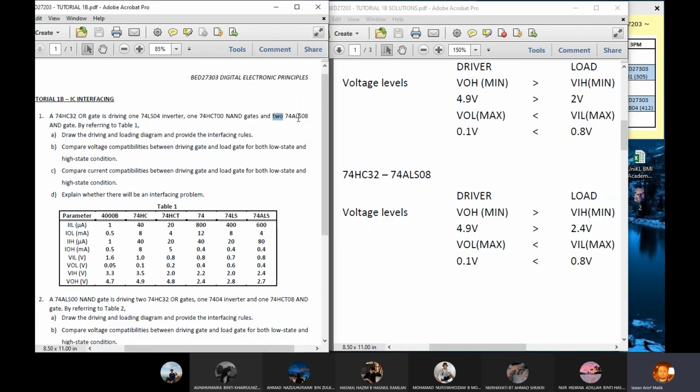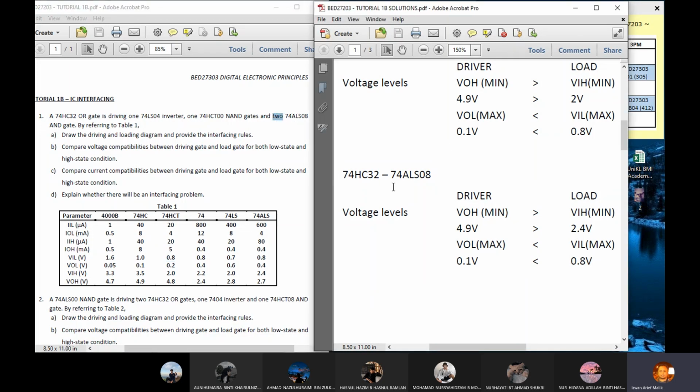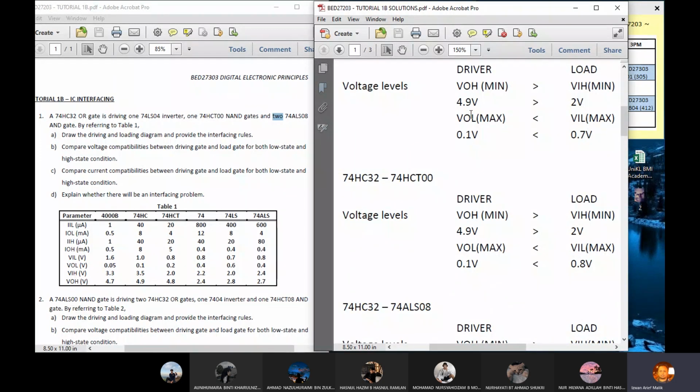Notice that there are two 74ALS, but for the voltage compatibility punya comparison, you hanya perlu buat sekali sahaja sebab they are the same value. So tak perlu buat dua kali. Okay, so VOH and VOL, they are the same value as the one that you have utilized above.